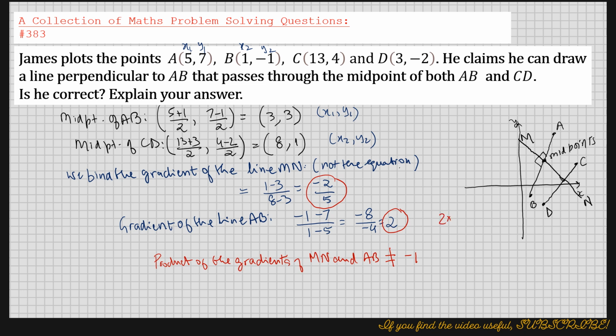You can see 2 times minus 2 out of 5 equals minus 4 out of 5, which is not equal to minus 1. So therefore James is incorrect. I think that's all we have to do for this question.